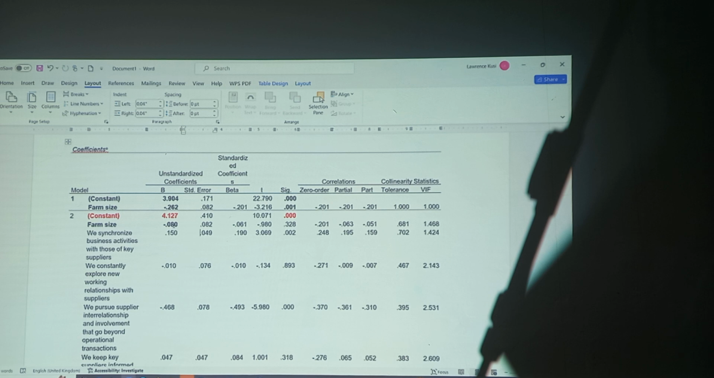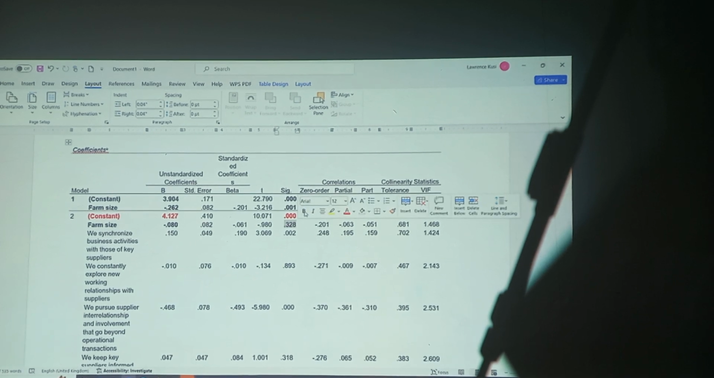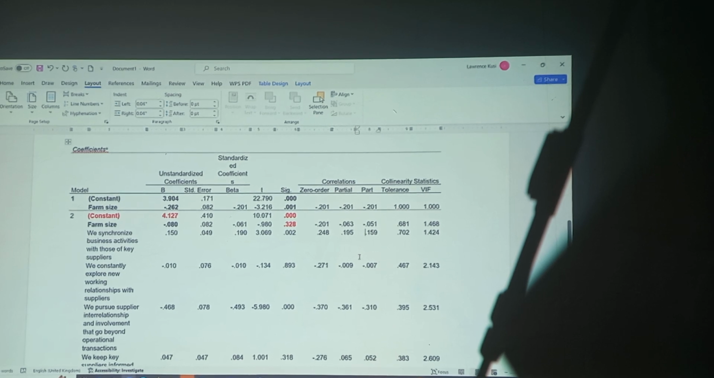And is it significant or not significant? It's not significant. Are you sure? Very good. You see that it is not what? Significant. So if you are doing this analysis and you don't consider firm size, you will make a big mistake.